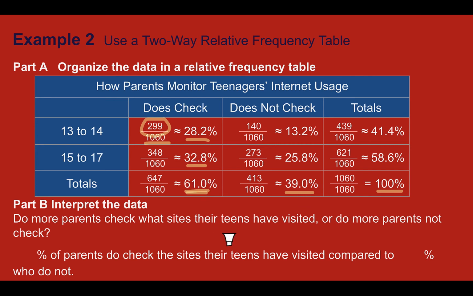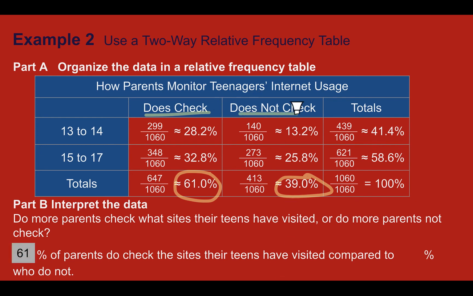So part B, interpreting the data. Do more parents check what sites their teens have visited, or do more parents not check? So we don't care what the ages are. We just want to know if they're checking or not checking. So let's look at the total. 61% do check, where 39% do not check. So 61 do check, 39 did not. And that's basically all there is to a relative frequency table. Find the percentage so you can compare.